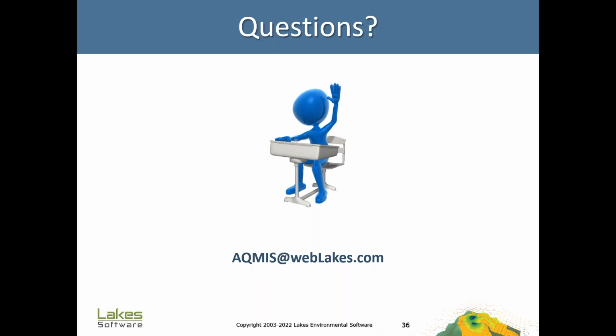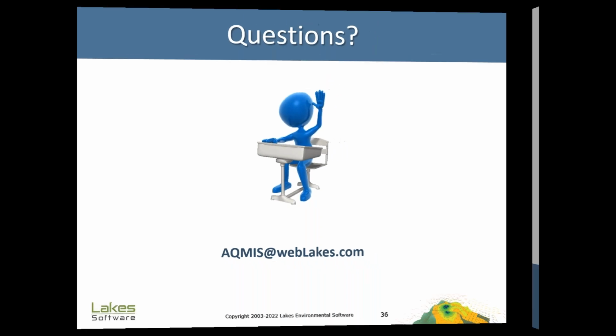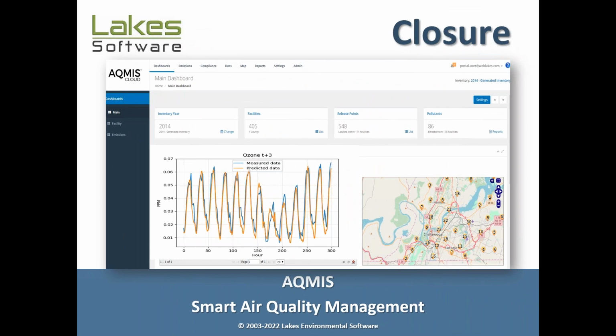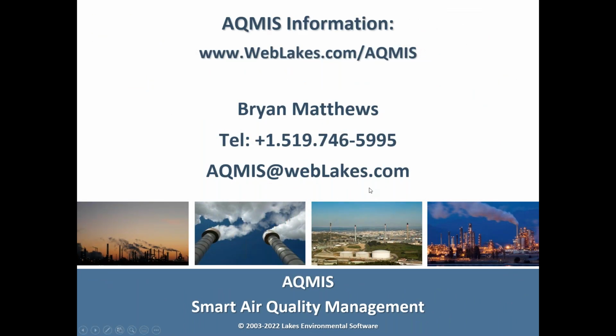I got one final one here. How does one get additional information? This is very nice because I'll go here and we have it here. You can go to WebLakes/AQMIS, Ambient Quality Management Information System, and you can get more information. If you want to ask questions, you can email aqmis@weblakes.com. If you want to call, here's the number. And Mr. Brian Matthews is the one who will be managing your questions.